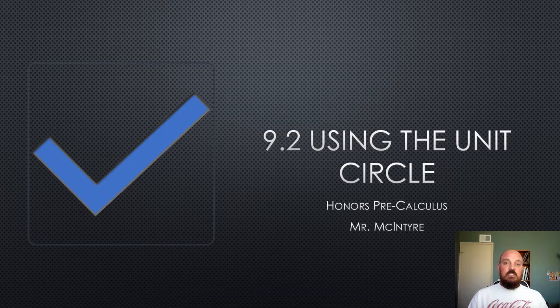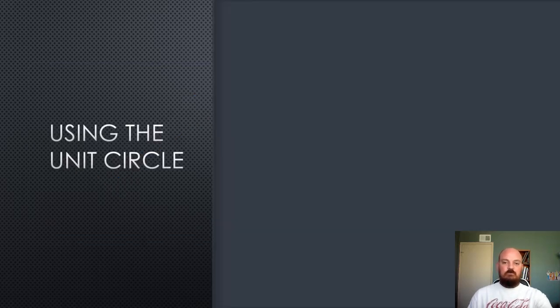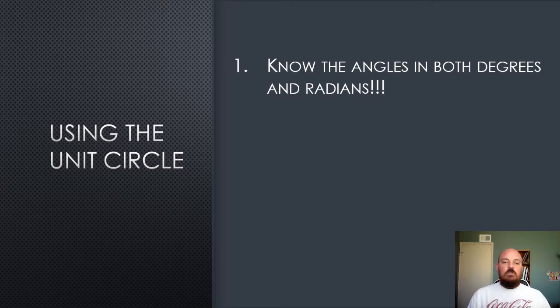In part two we did drawing the unit circle, just how to know where all the angles are in both degrees and radians, and then for each point how to figure out what the values of that point are. And now finally for part three, we're going to use the unit circle to answer questions. So here are the steps to using the unit circle.